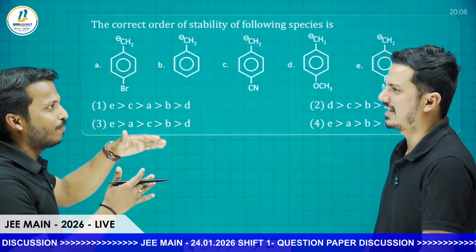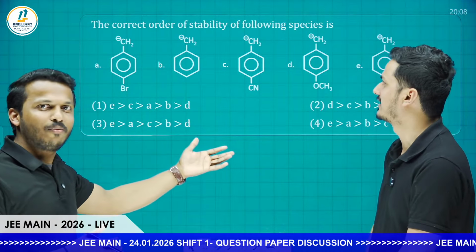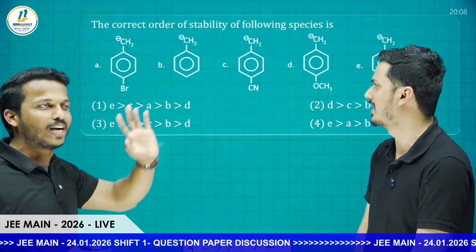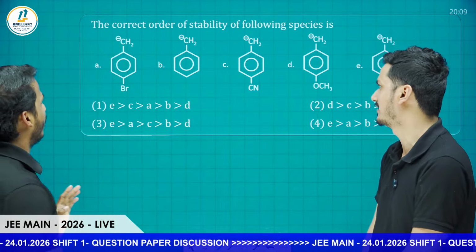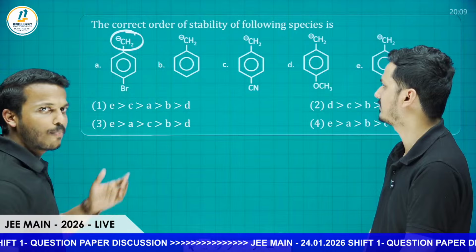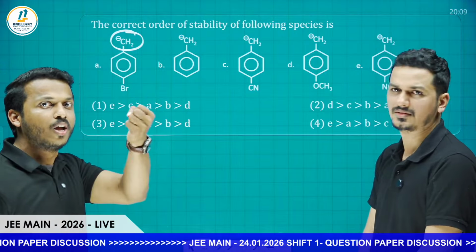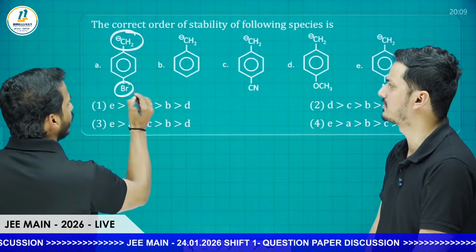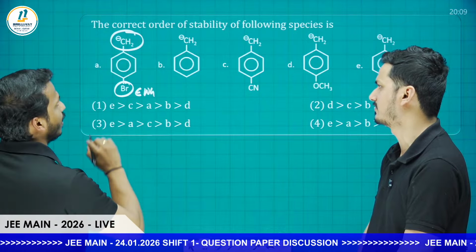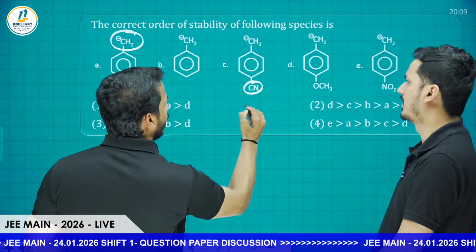Next one, the correct order of stability of the following. This is carbanion stability. The previous question asked a similar kind of question on stabilization of positive charge, and they asked it in a different way. Here carbanions are stabilized by electron withdrawing groups. Bromine is a minus I effect, withdrawing. Cyanide is also withdrawing.